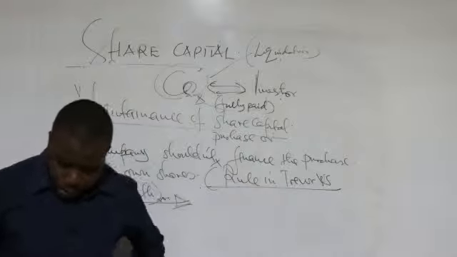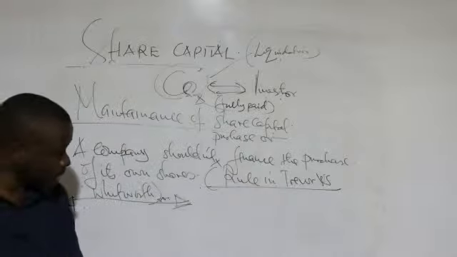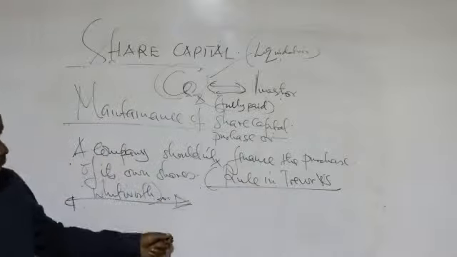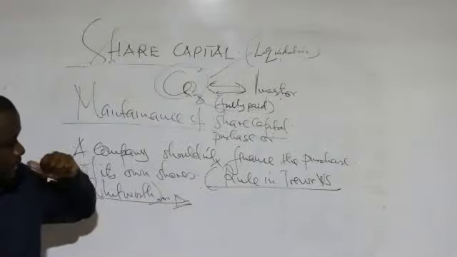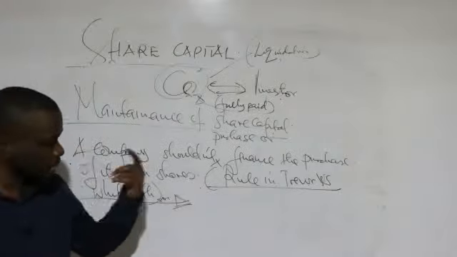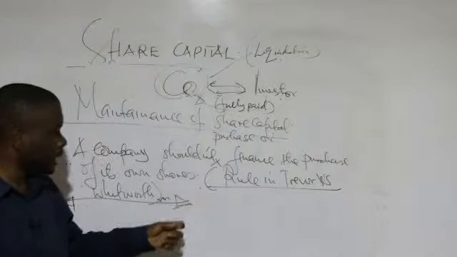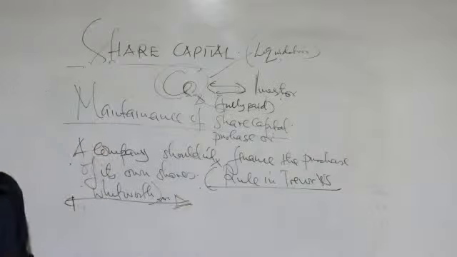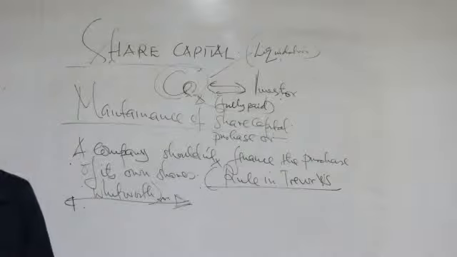So we were talking about the rule in Trevor versus Whitworth and its exceptions. One of the dominant exceptions under this rule, which states that a company cannot purchase or finance the purchase of its own shares, is the redeeming of preference shares. These exceptions are usually categorized into two.